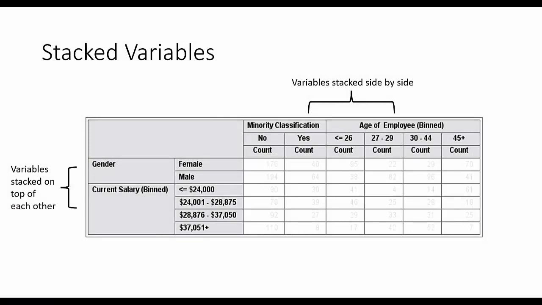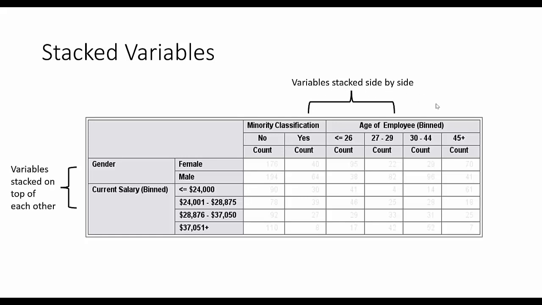Stacking and nesting is a fundamental concept with regard to how we build tables up in custom tables. Stacking refers to when the variables are effectively independent of one another within the same dimension. So here gender and current salary are both in the rows, but they're independent of one another. One's not a subset of the other. Same thing here with minority classification and age of employee. Age is independent of minority classification. It's been stacked side by side.